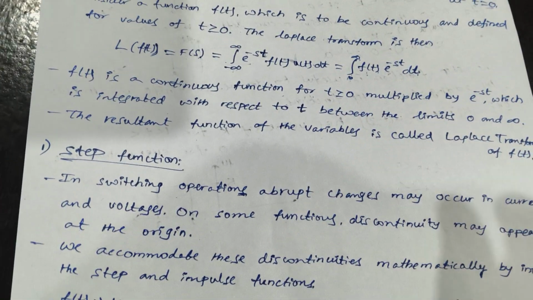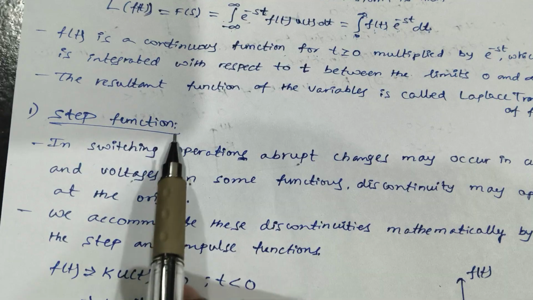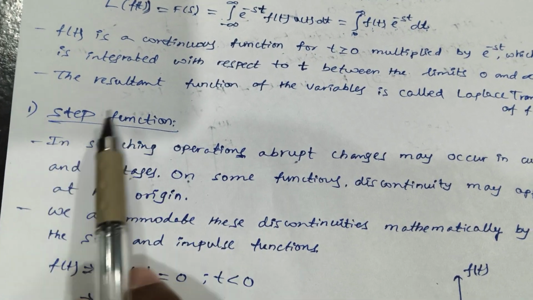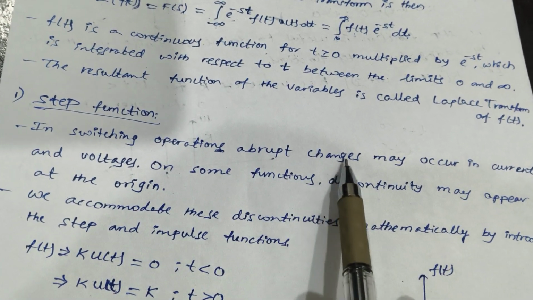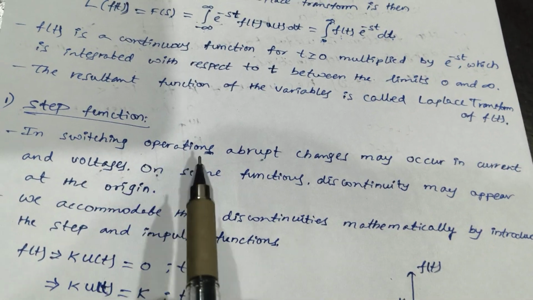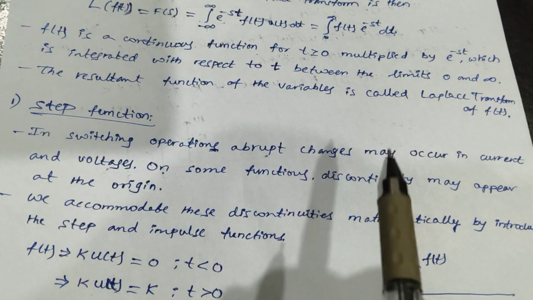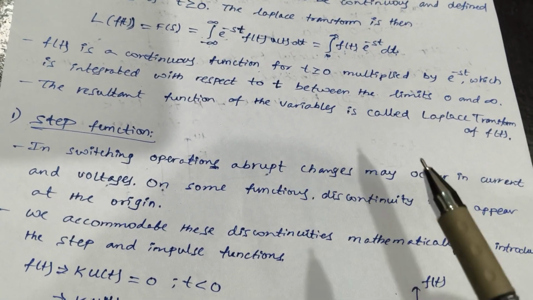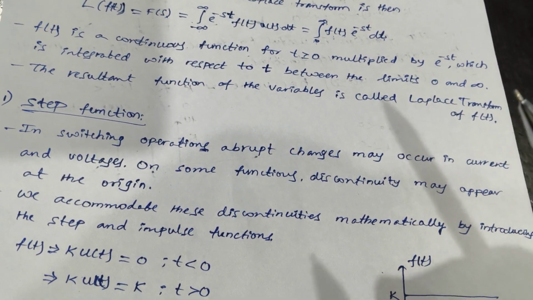As a next step, we'll see a few basic functions or basic inputs. One is the step input. In switching operations, sudden or abrupt changes may occur in the current or voltages. In some functions, a discontinuity may appear at the origin. That means at t equal to 0, we may turn the switch on or off, and at that time the voltage or current may appear, or may go to 0, or may reach some other value.